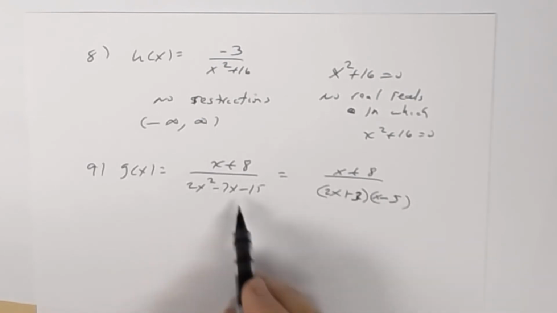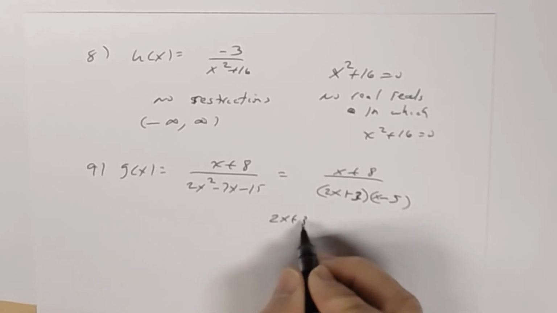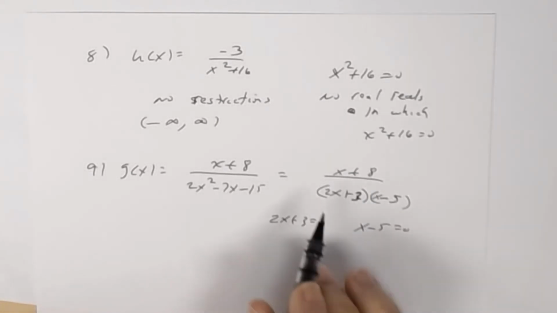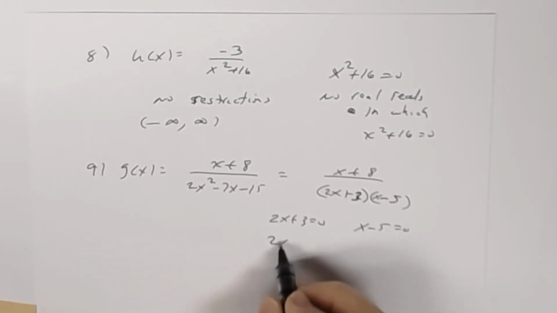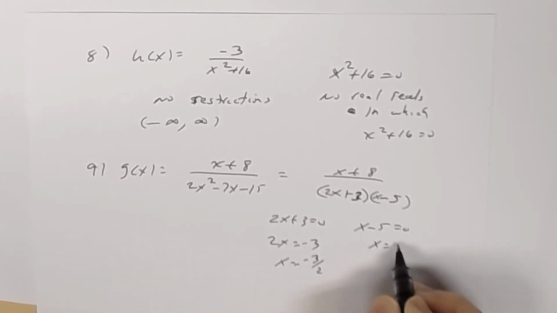All right, now once I factor the denominator, I got to find out what makes these factors equal to 0, because that's going to make my denominator 0. So I set each one equal to 0, and it's just the denominator, because remember, it doesn't matter if the numerator is 0, it's the denominator. You cannot divide by 0. So 2x equals -3, so x is -3 halves. Over here, x is 5.